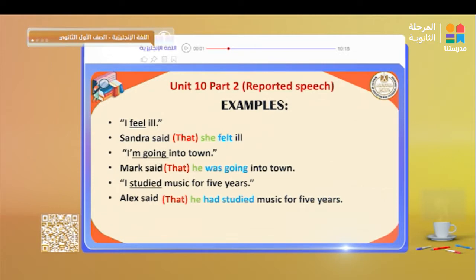As you see here, we not only change the verb into the past, but we also change the pronouns according to who is speaking. Sandra, so she felt ill. Mark, he's a boy, so he was going, and so on.